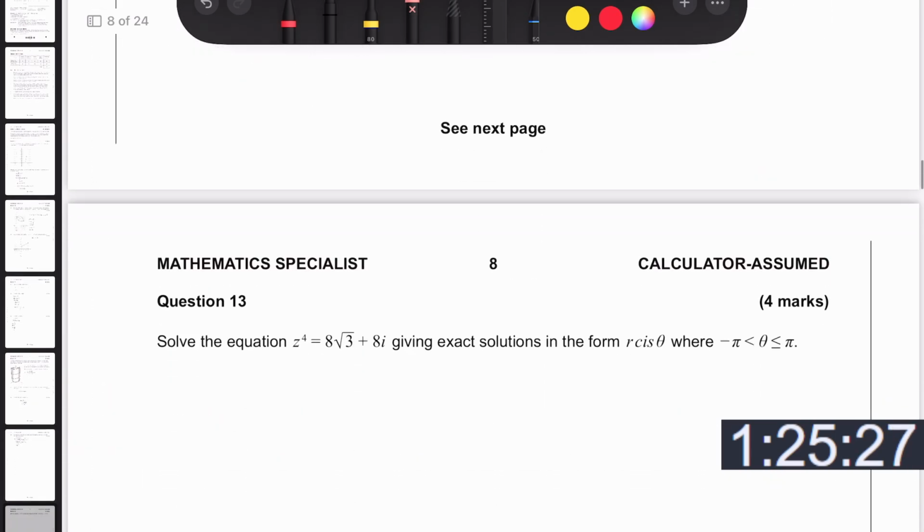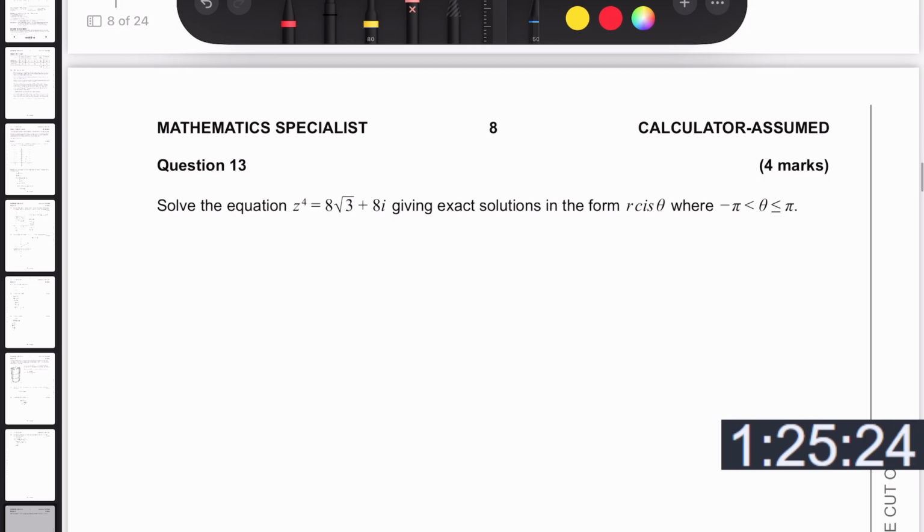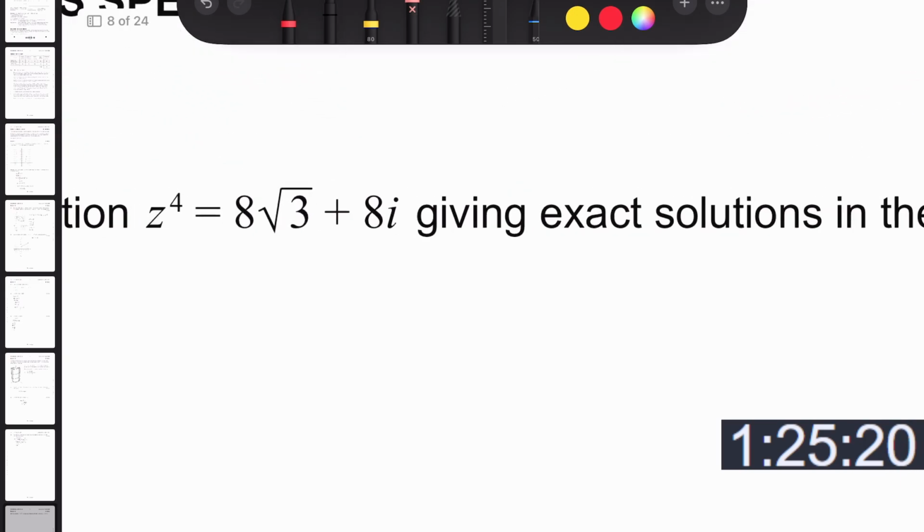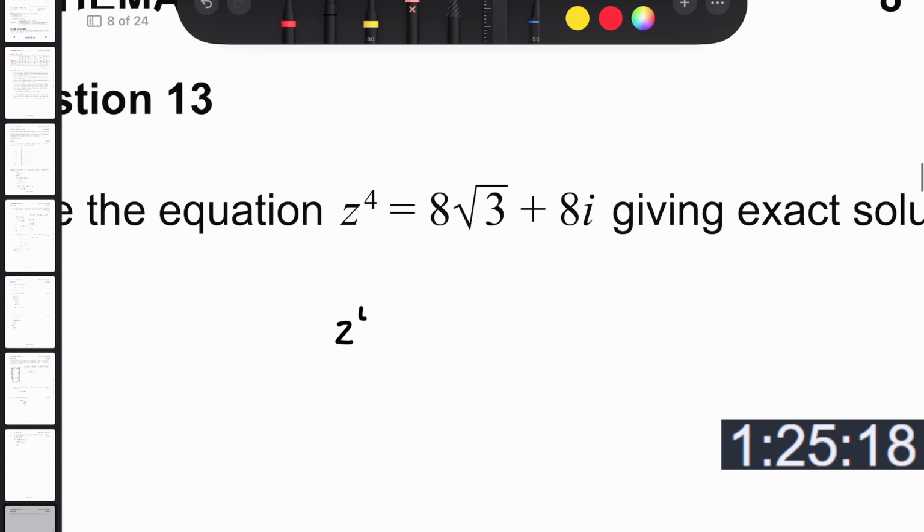Okay. Solve the equation, giving exact solutions in the form r cis of theta. So z to the 4 is going to equal, I'm pretty sure that's going to be just 8. Square root of 8 squared plus 8 squared. No, it's going to be 16 cis, square root of 3 and 2, so pi on 6.